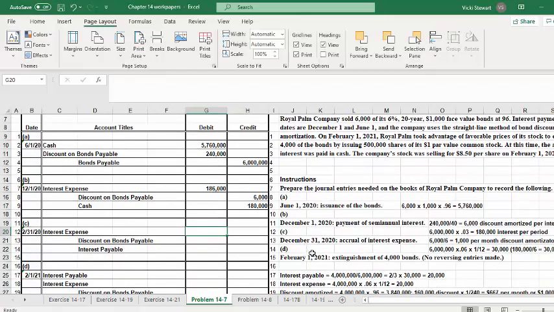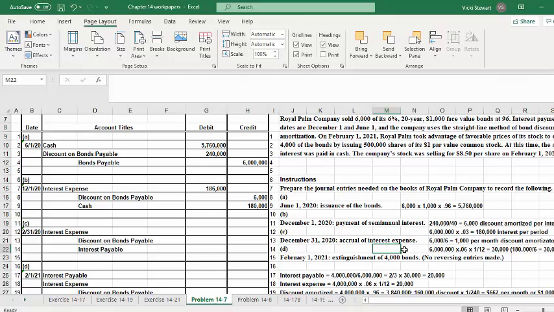Next, we are at the end of the year, December 31st, 2020, and we have to accrue the interest expense that has accrued on the bond since the last interest payment date. We paid interest the last time on December 1st, so it's only been 1 month. So you can take the 6 months of discount amortization, which we calculated above, which was $6,000, divide it by 6, and you get $1,000 per month of discount amortization.